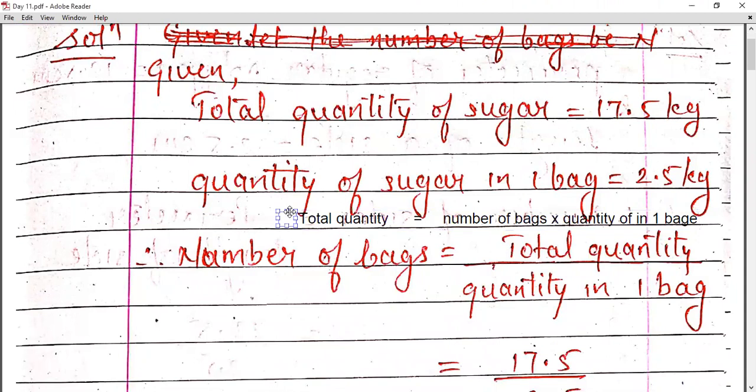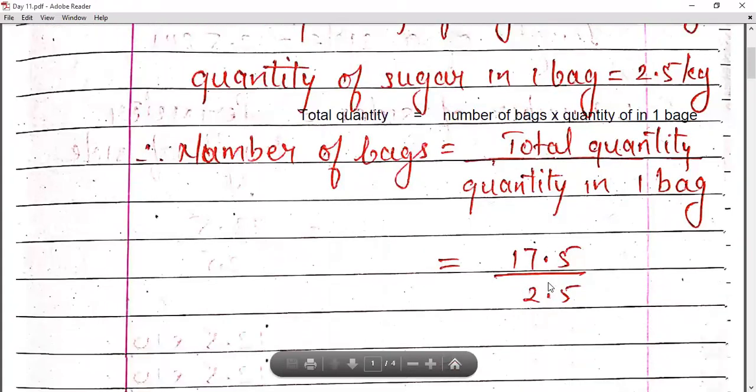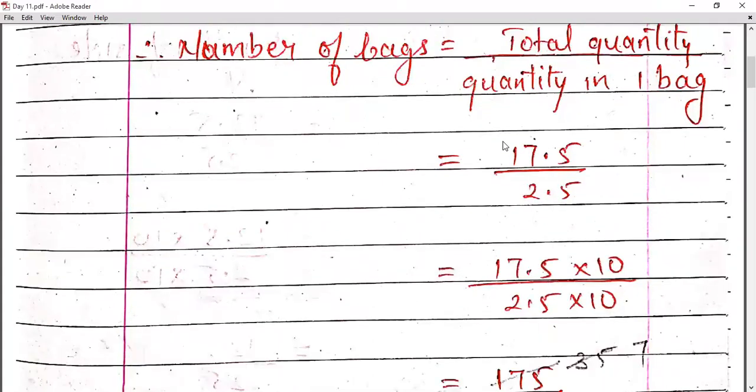So, as we know, the total quantity of sugar will be equal to number of bags multiplied by quantity of sugar in one bag. Transferring quantity of sugar in one bag to the other side, I will have number of bags is equal to total quantity of sugar upon quantity of sugar in one bag. Substituting the values, I will get 17.5 divided by 2.5.